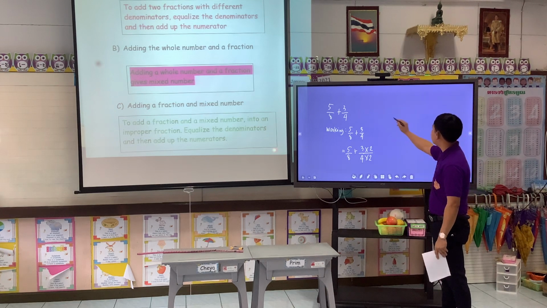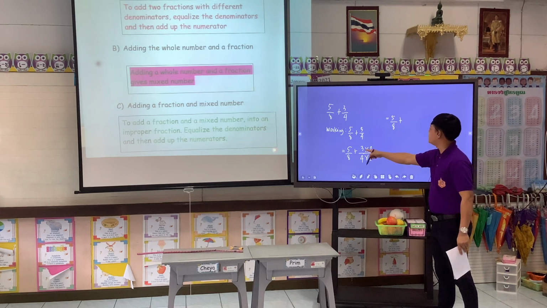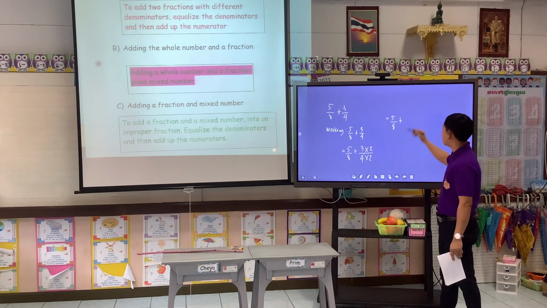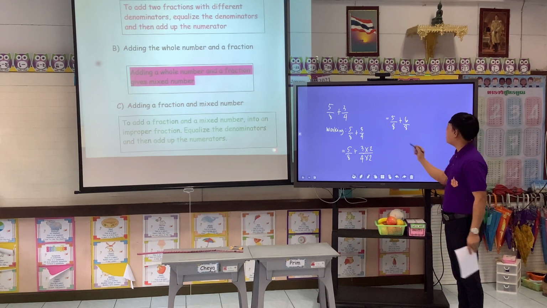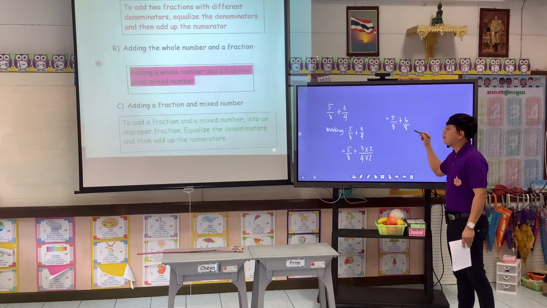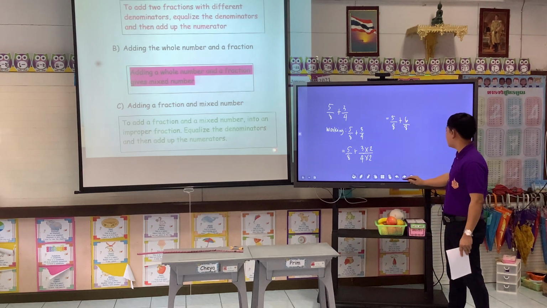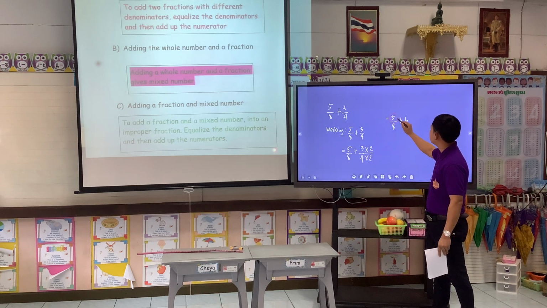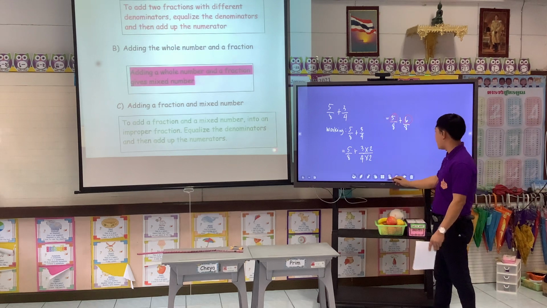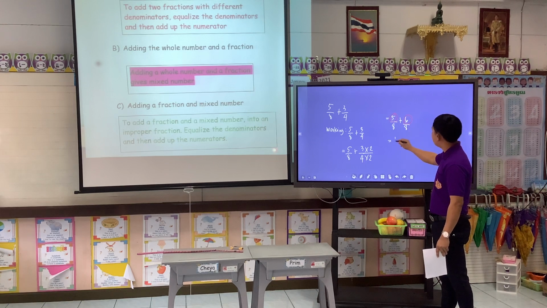So the next step: 5 over 8 plus 3 times 2 equals 6, 4 times 2 equals 8. Now they have the same denominator. The next step is we will add the numerators. So 5 plus 6 is 11. Maintain the denominator, which is 8.